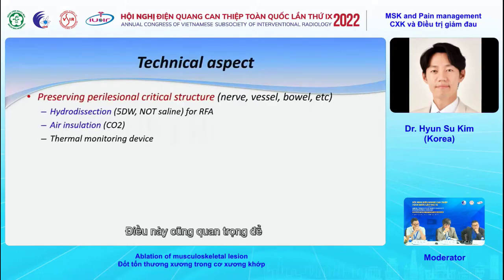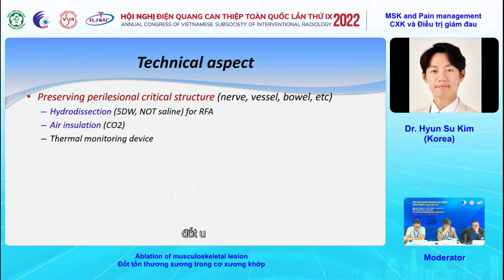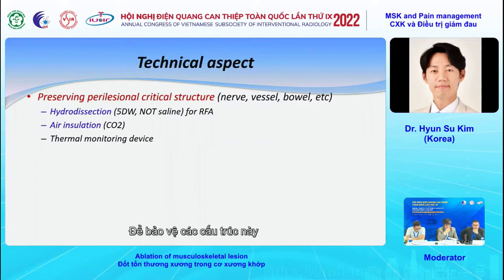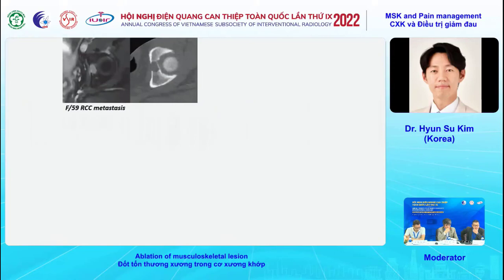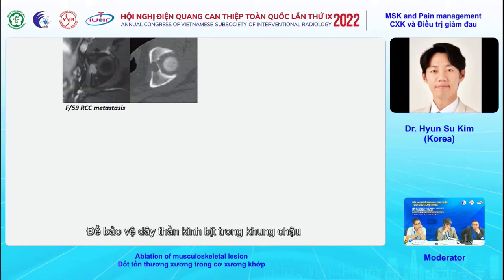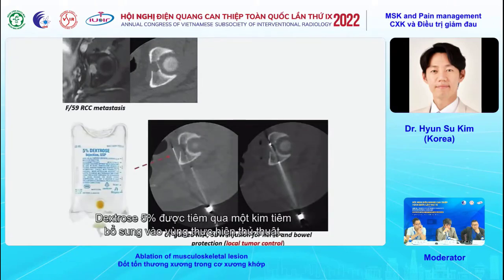It is also important to identify crucial anatomic structure in vicinity of the tumor as they can be damaged during ablation. A number of methods such as hydrodissection or air insulation can be used to protect these structures. This is a case of renal cell carcinoma metastasis involving the acetabulum. To protect obturator nerve and vessel in the pelvic cavity, 5% dextrose water was injected through an additional needle inserted in the area.